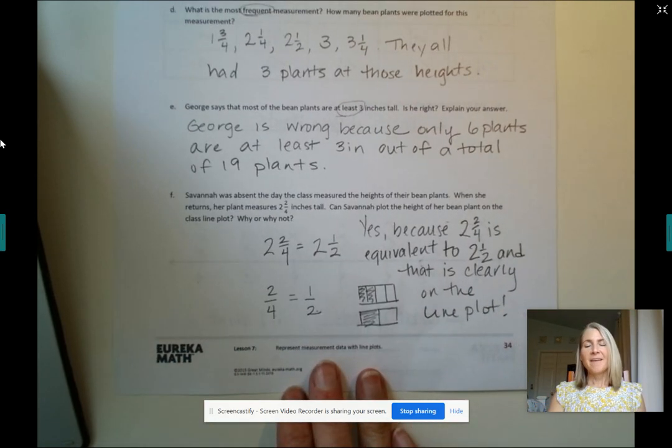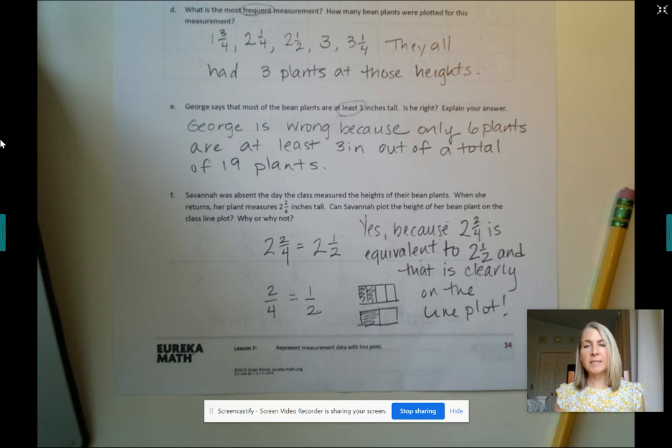Okay. All right, so just pay attention to those key vocabulary terms: least, at least, frequent, more than, all of those important terms that'll help you pay attention to what parts of the line plot you need to draw your attention to.